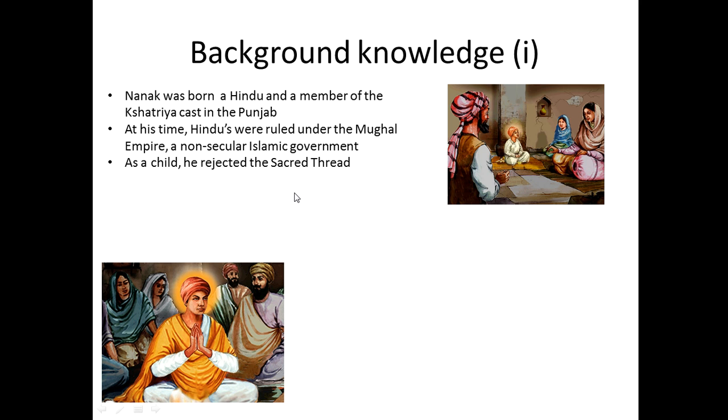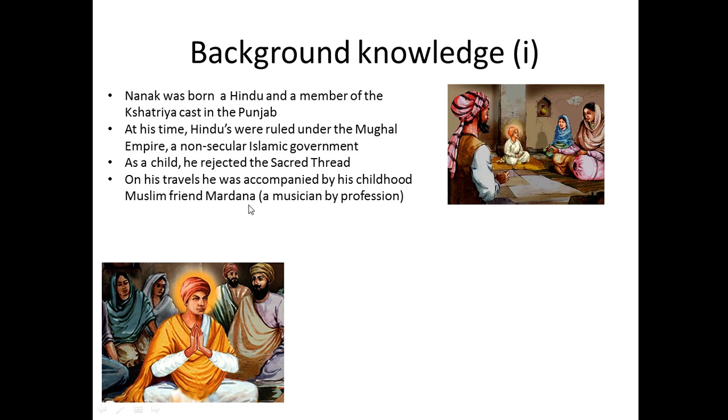As a child, he rejected the sacred thread. Now in Hinduism, the sacred thread basically puts a label on what caste you are. I'm pretty sure that might be wrong, so it's worth checking that. But at the age of 13, he rejected his sacred thread, because obviously Nanak believes that you shouldn't be judged on your caste, you should be judged on your character.